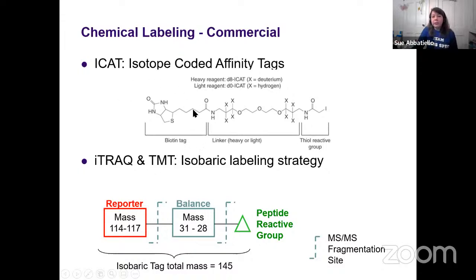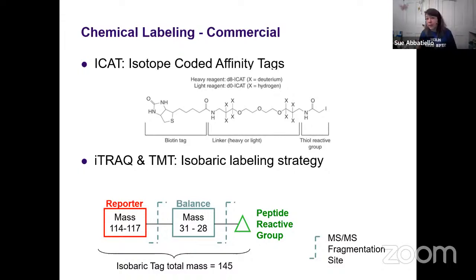And then the last portion is an affinity tag. So you can preferentially enrich anything that has been modified with this thiol reactive group. So the ICAT was used for targeting cysteine-containing peptides in digests, which not all proteins have.